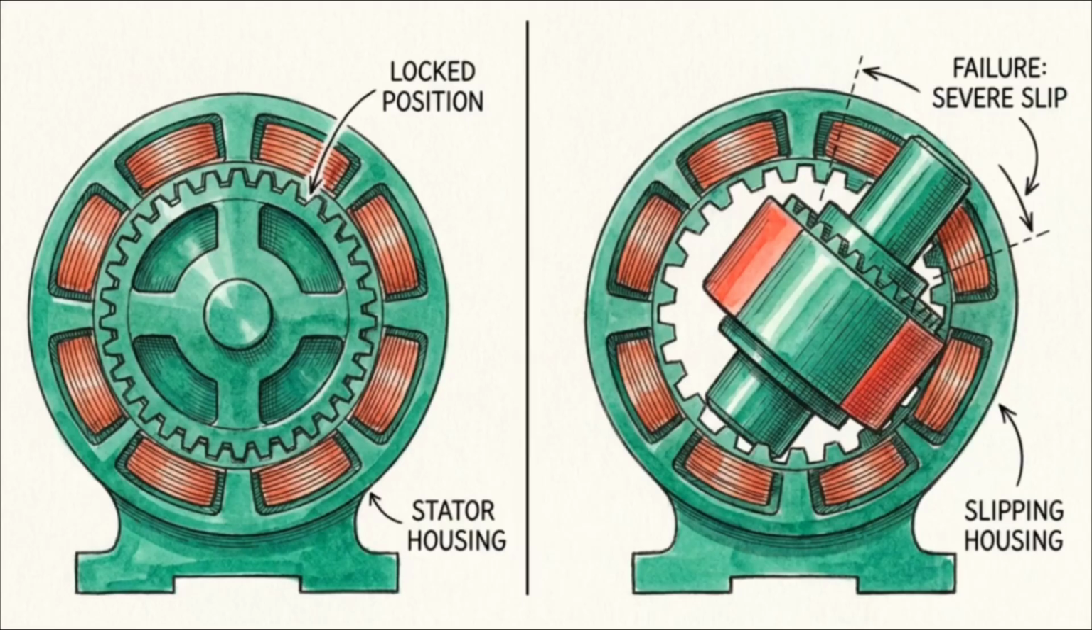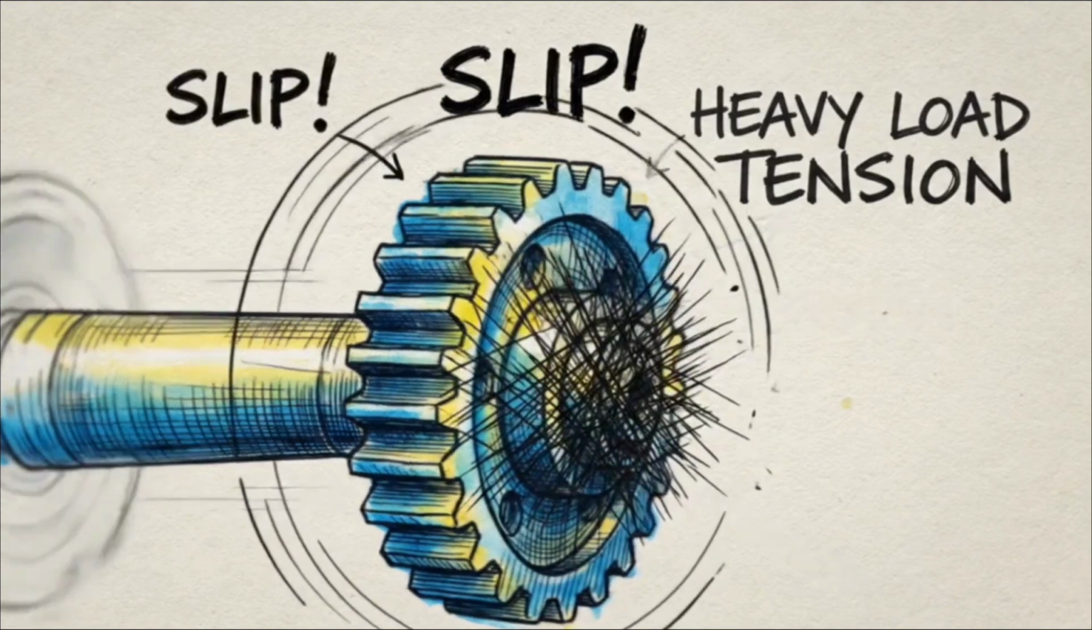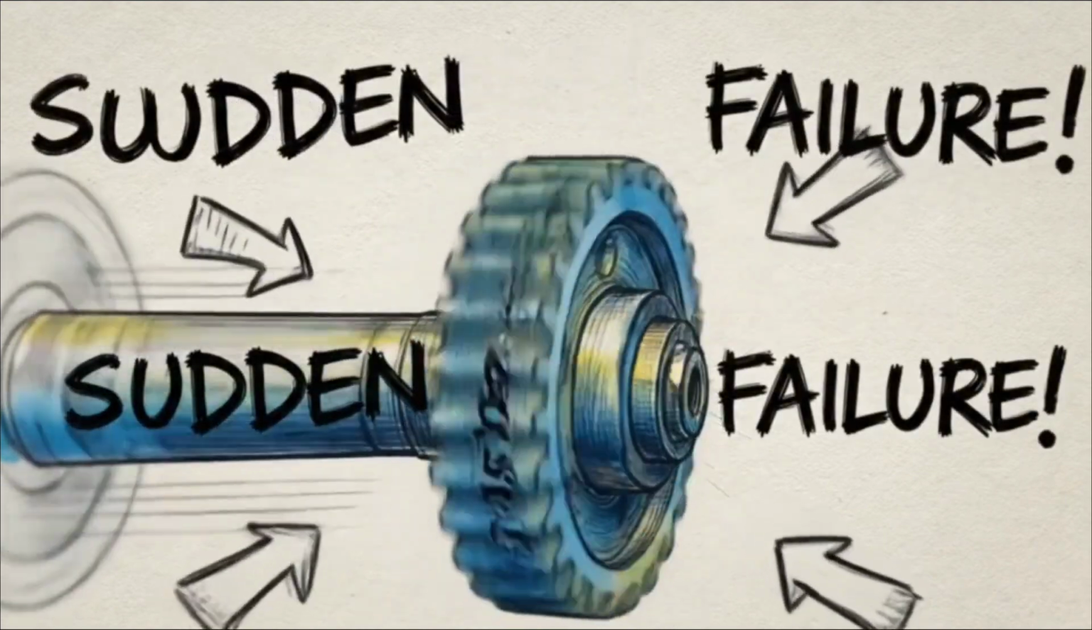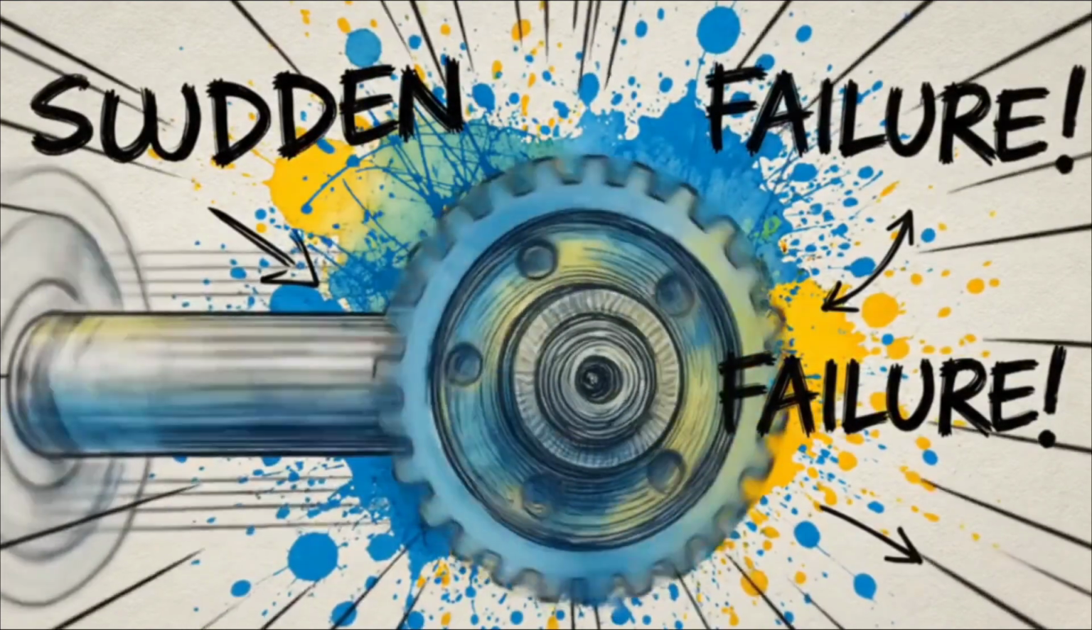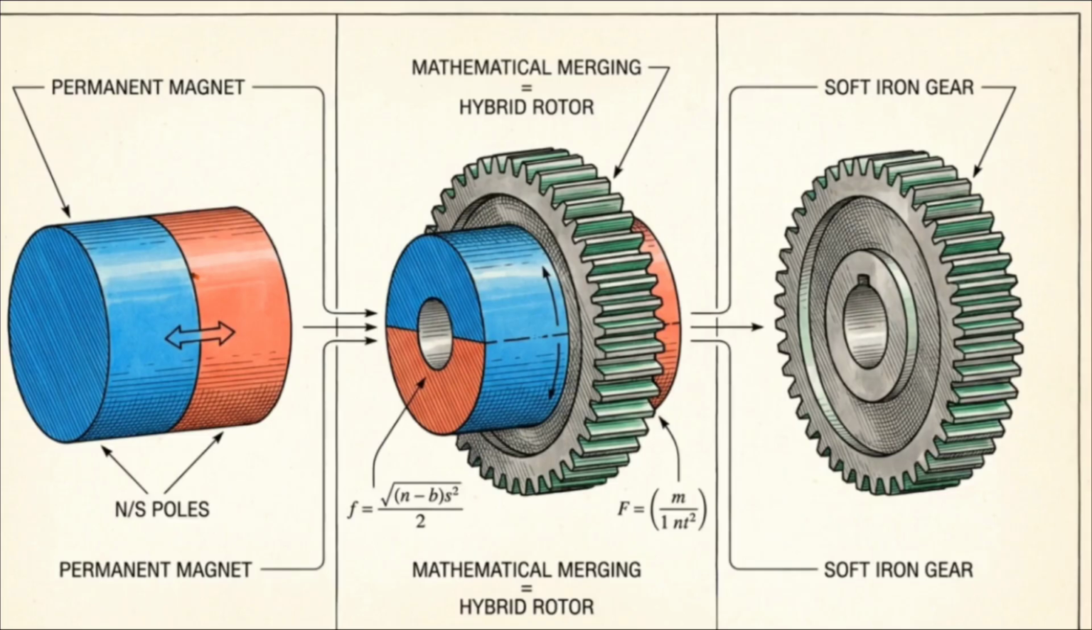This introduces a severe engineering trade-off. Variable reluctance achieves higher resolution, but because the rotor lacks a permanent magnetic field, it loses rigid holding torque. High rotational resolution is functionally useless in manufacturing if the motor lacks the holding torque required to stabilize a heavy mechanical load. The solution is the hybrid stepper motor. It mathematically merges the high holding torque of a permanent magnet with the fine step resolution of variable reluctance.